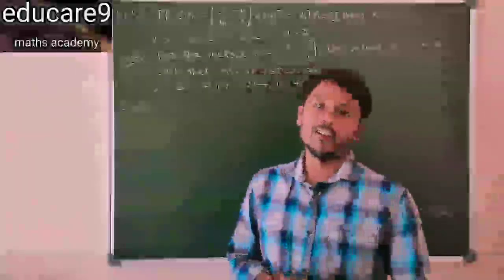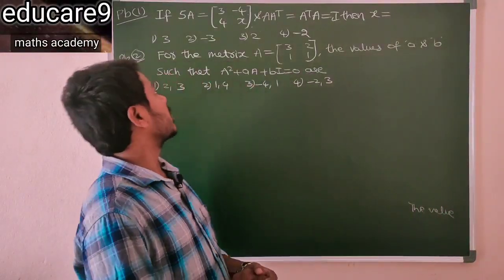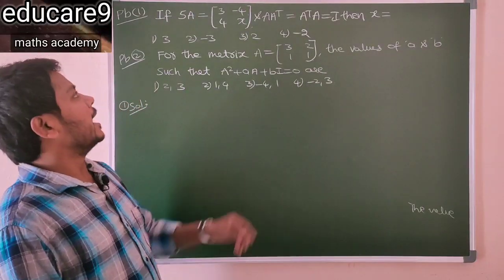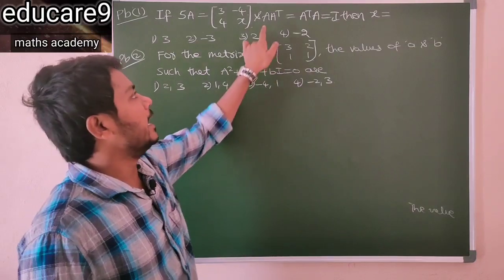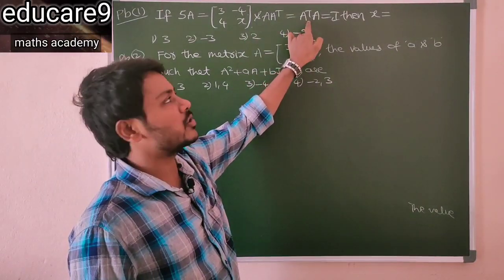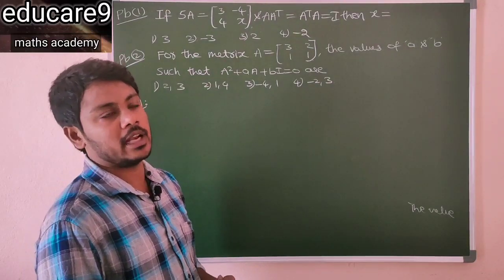Hi, hello everyone. For this session, we will discuss a few problems. So, see the first problem. If A = (1/5)[3 -4; 4 x] and A A transpose = A transpose A = I, then you want to find the x value.